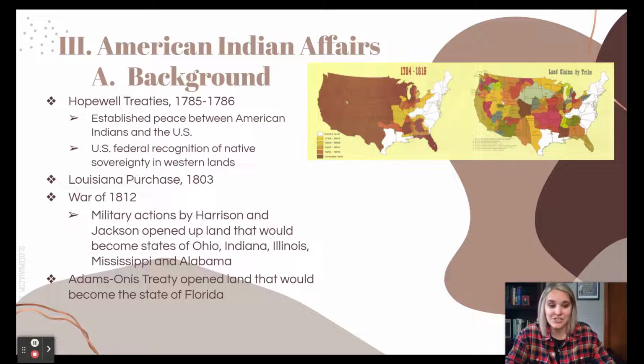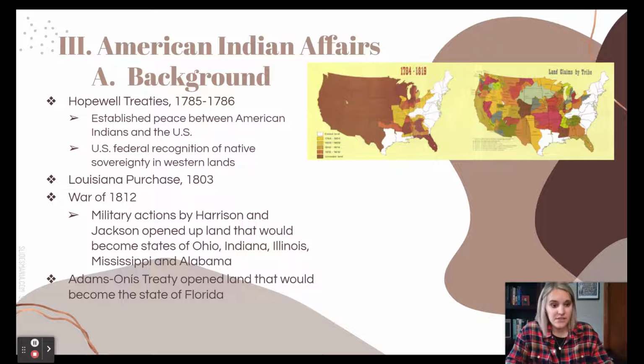Then we see the Louisiana Purchase happening in 1803, further expanding U.S. territory. The War of 1812 had some major ramifications for American Indians, as many American Indians had actually sided with the British during the war. And military actions by Harrison and Jackson end up further opening up certain lands to American expansion. And then, of course, the Adams-Onis Treaty in 1819 that we just talked about further opened up Florida to American expansion. So we see this series of treaties at the start and then expansionary measures. And so obviously things are changing between the relationships between American Indians and the U.S.